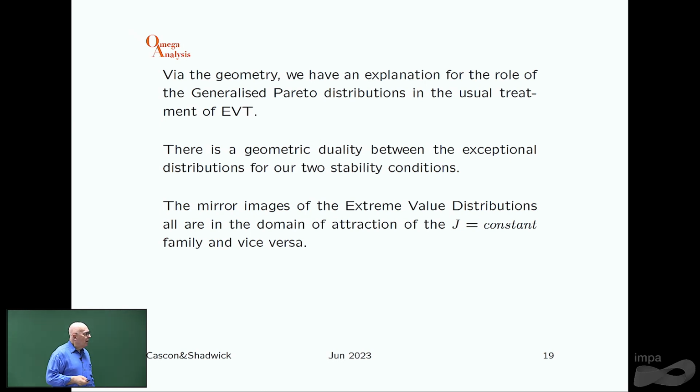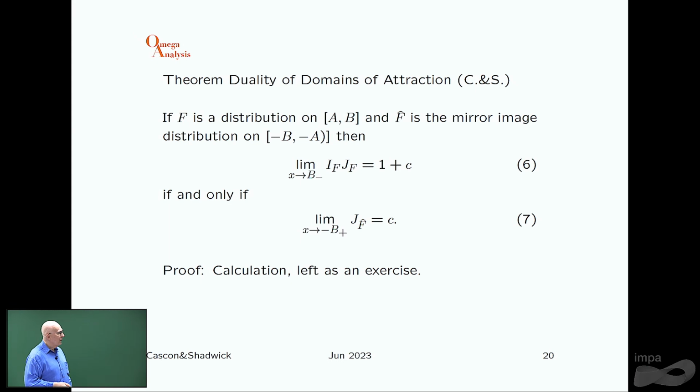So via the geometry, we've got an explanation for the usual suspects in extreme value theory and the generalized Pareto distributions. But then there's also a geometric duality between these exceptional distributions on both sides of this, which we'll show today. So if you look at the mirror image of the extreme value distributions, they're in the domain of attraction of the J equals constants and vice versa. So this is the theorem.